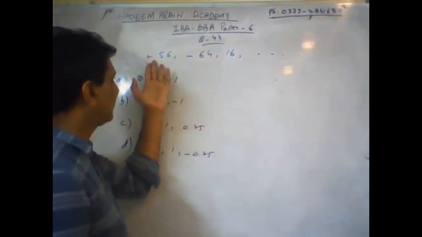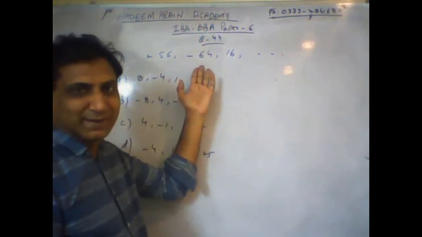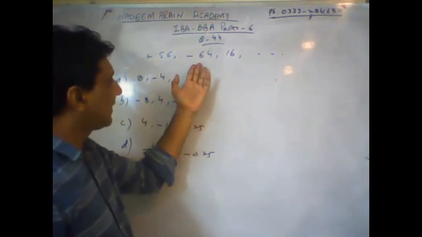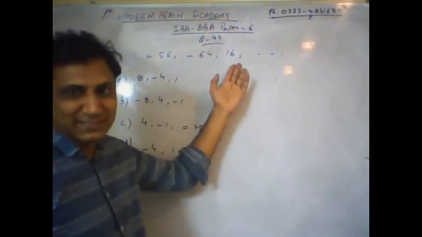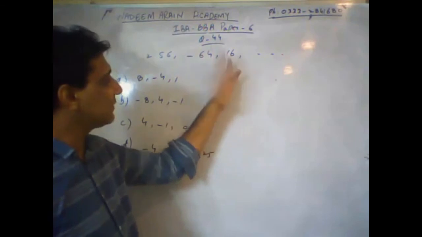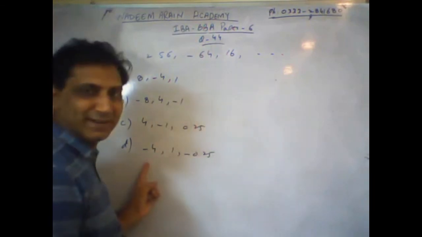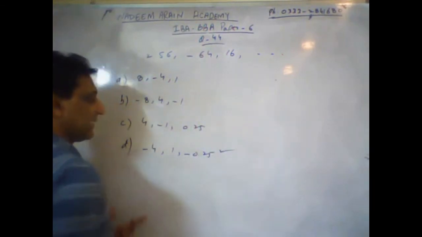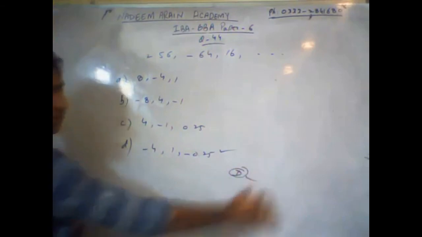If you divide 256 by minus 4, you will get minus 64. If you divide minus 64 by minus 4, you will get 16. Again, if you divide 16 by minus 4, you will get minus 4 over here. So this is your answer. That's it, D. Thank you.